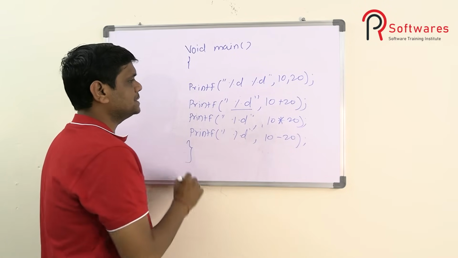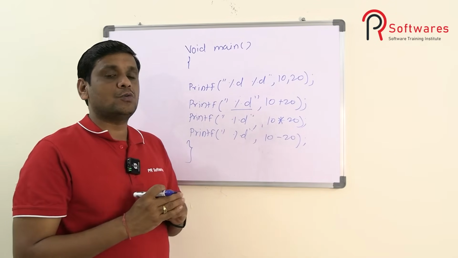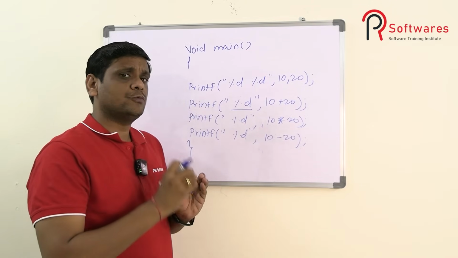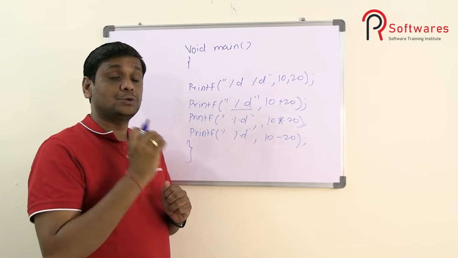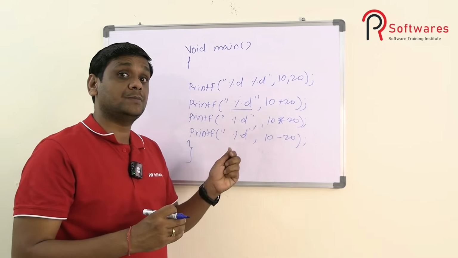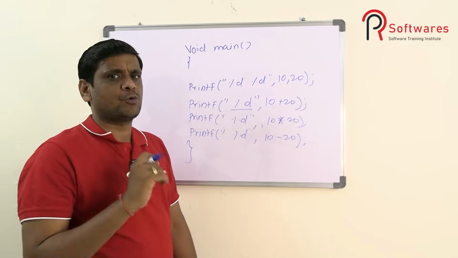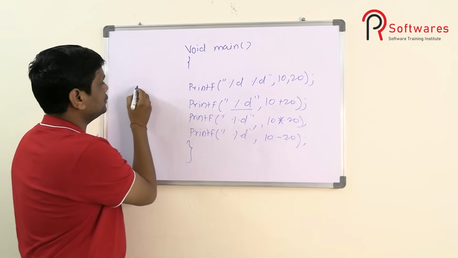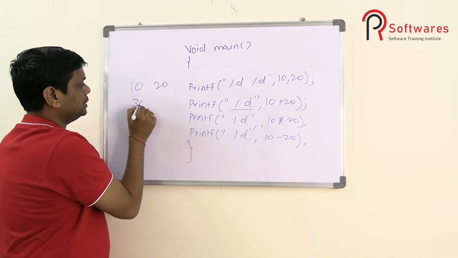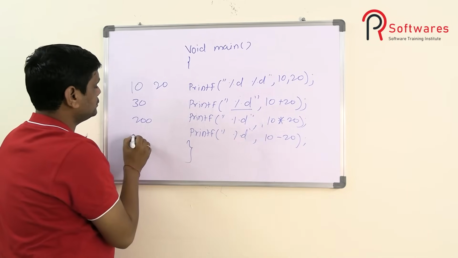So there are so many operations. First, let me explain this concept. Now here, you will get to know why we go with the variable and data type concept. Always, whenever we learn any topic, you should understand the why first. As I told you, why format specifier? Similarly, why do we need variables and data types? So let us understand. Suppose I executed this program. What is the output you will get, guys? First, you will get 10 and 20, then 30, then 200, and 10 minus 20 is minus 10.